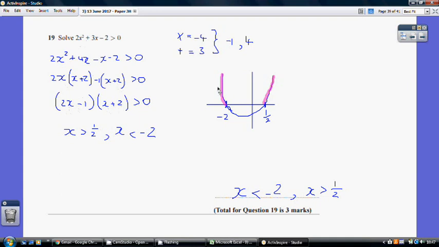A little sketch will help me gather my thoughts here. My two solutions, if this was equaling 0, my two roots are going to be where x was plus a half, that would make this bracket 0, and -2, making this bracket 0. Now this, given it's a positive x squared, gives me a positive parabola, so a smiley face graph. I'm looking where my solutions are greater than 0, so that is all the solutions above the x-axis. So I want all the solutions where x is both less than -2 and also greater than a half.